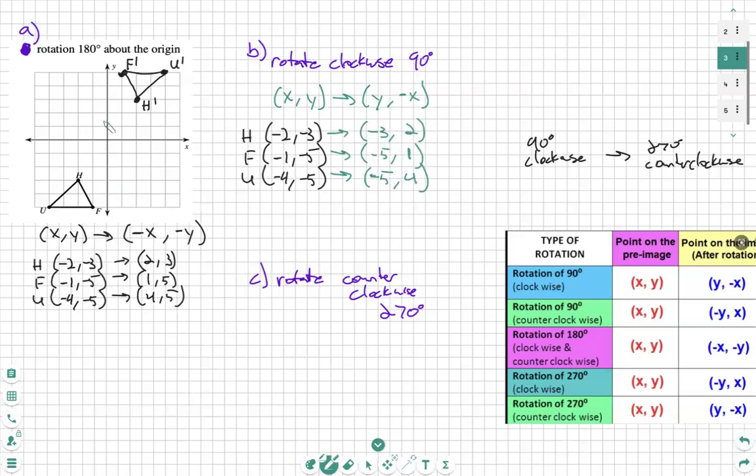We can graph them here if you would like. Here, let's graph it in green over here. So we're going to have 1, 2, 3, 1, 2 for H new. We can write that here too. F new, U new. F new is going to be -5, 1, 1, 2, 3, 4, 5, 1. And then U new is going to be -5, up 4, 1, 2, 3, 4. And there we go. Let's make that a little nicer. That is going to be now our image rotated 90 degrees clockwise.